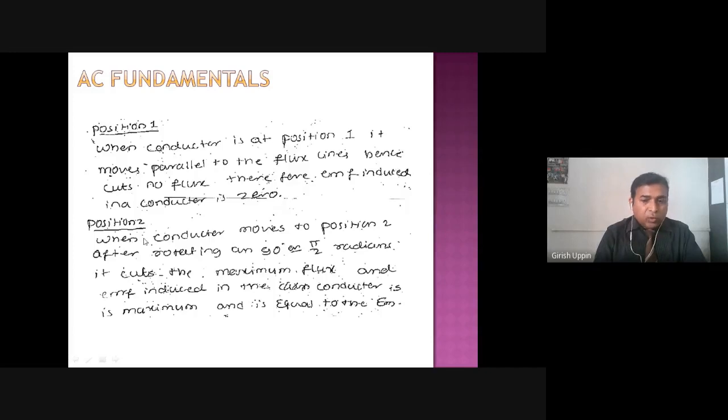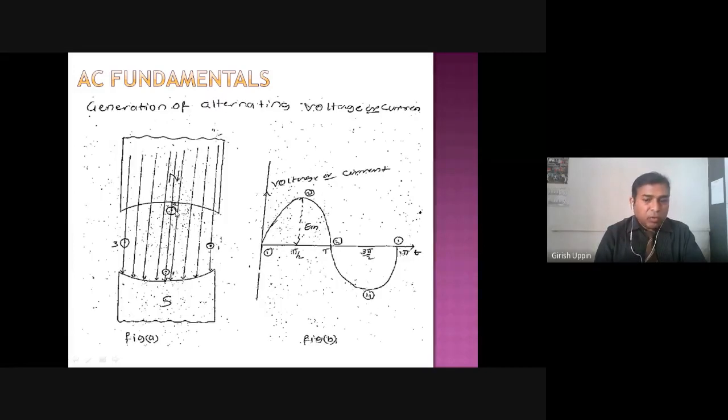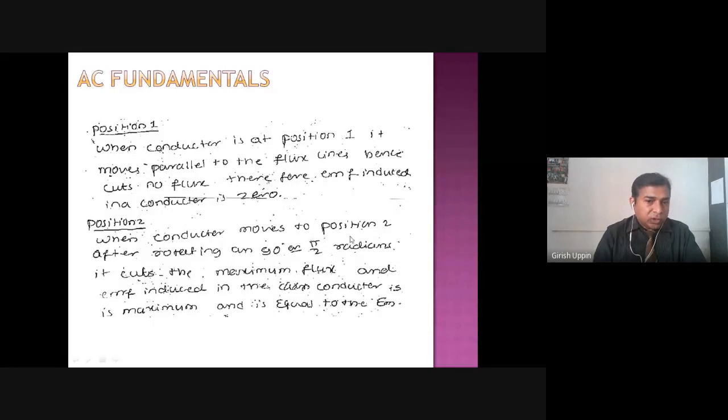Position number two is under the north pole. It moves to position 2 after rotating 90 degrees or pi by 2 radians. It cuts the maximum flux, and the EMF induced in the conductor is maximum, and it is equal to capital E suffix M, either EM or VM. So both representations we can use.